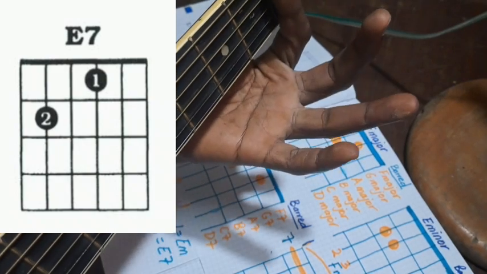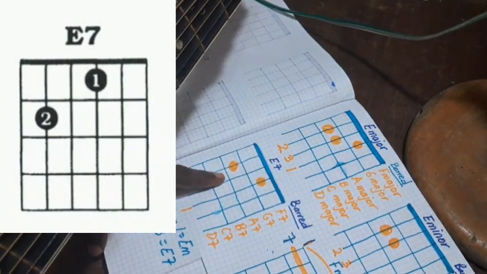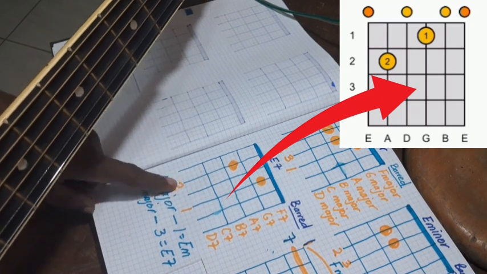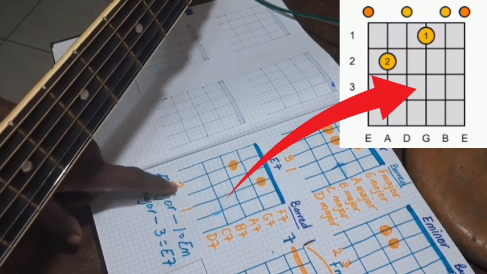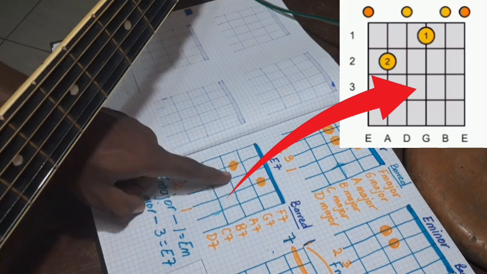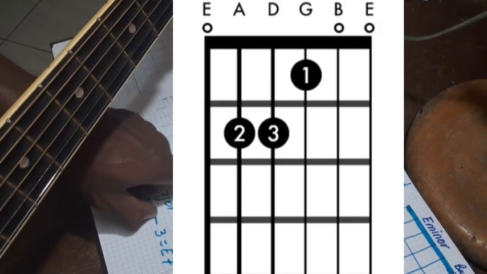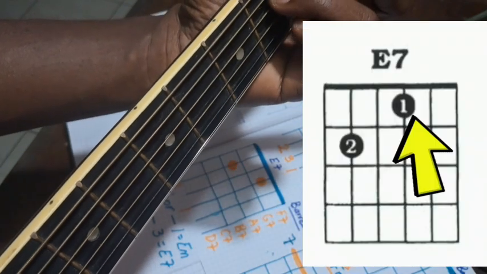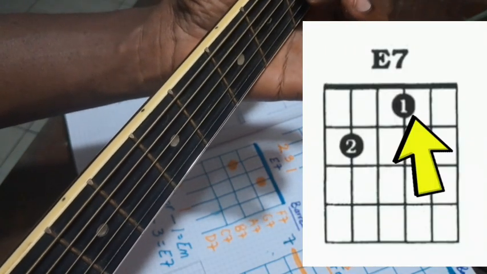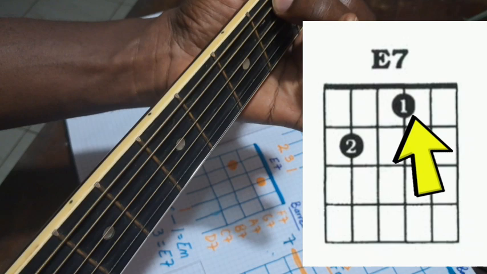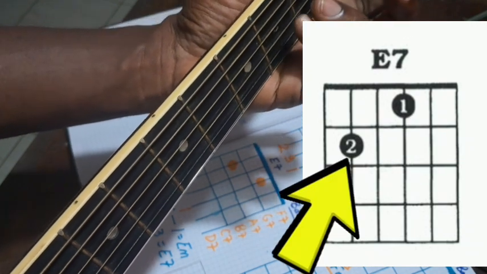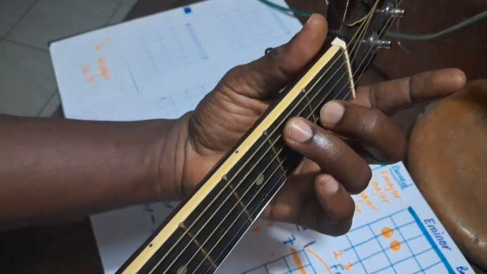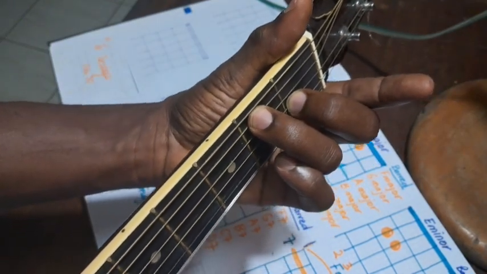Then we now have the seventh, and the seventh is formed with finger 1 and finger 2. Finger 3 is left empty. So finger 1 and 2. So we now shift it to here, as we always said. This is the E7th.